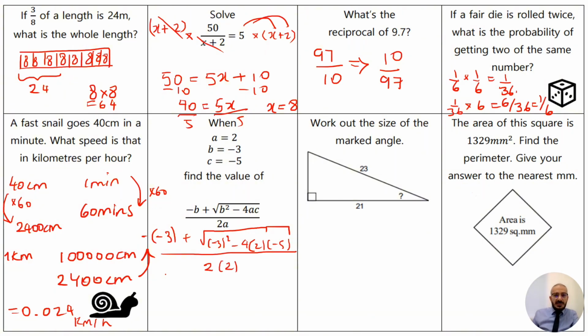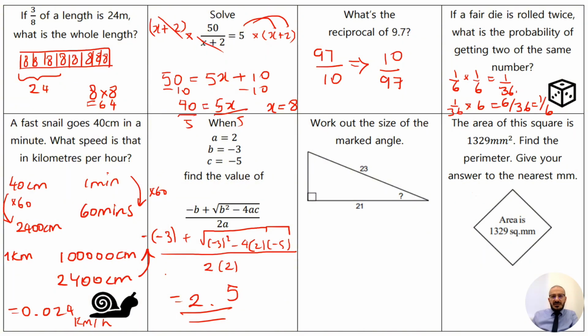So if I type this into my calculator, divide, and we'll make sure that it's all square rooted, it's going to give me 2.5 as my final answer.